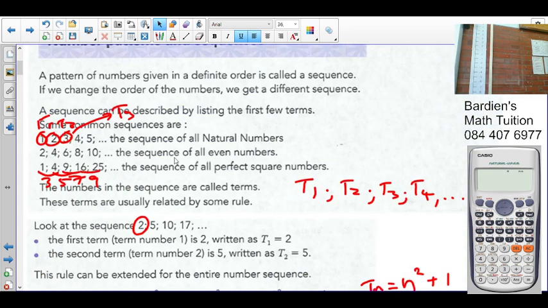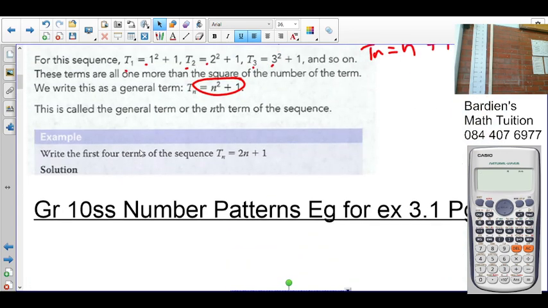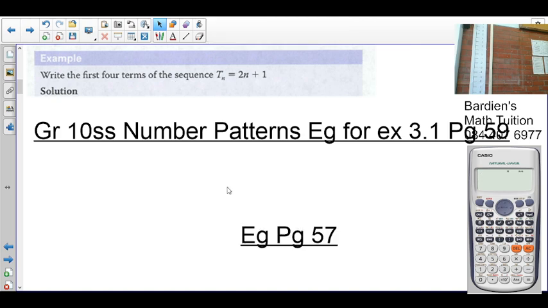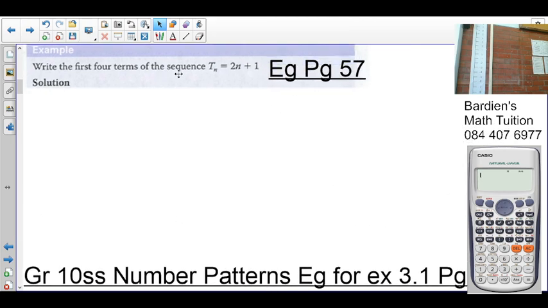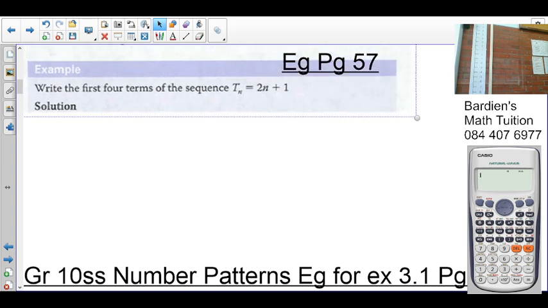Right, so let's go through, we went through those notes there. So we're looking at the example on page 57. The question says, write down the first 4 terms of the sequence Tn is equal to 2n plus 1. The first 4 terms. So when we start, we are given a general term.